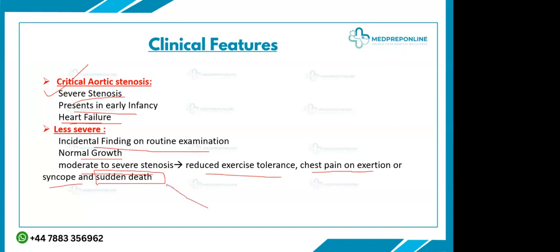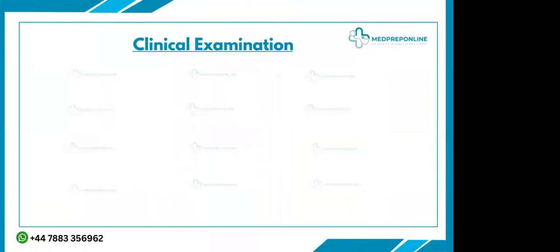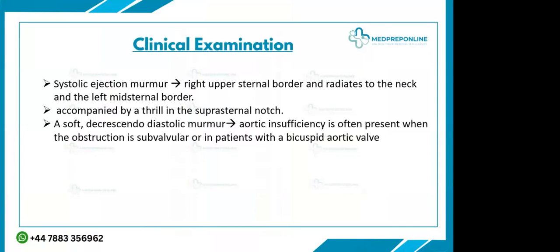So if you do not pay attention to the signs and symptoms, then it may lead to sudden death. But usually there are no signs and symptoms besides some palpitations or dizziness or 1 or 2 episodes of syncope. We are going to have a systolic ejection murmur at the right upper sternal border that radiates to the neck and the left mid-sternal border. In pulmonary stenosis, the systolic ejection murmur is on the left upper sternal border. In aortic stenosis, the systolic ejection murmur is on the right upper sternal border, and it will radiate to the neck and to the left mid-sternal border.